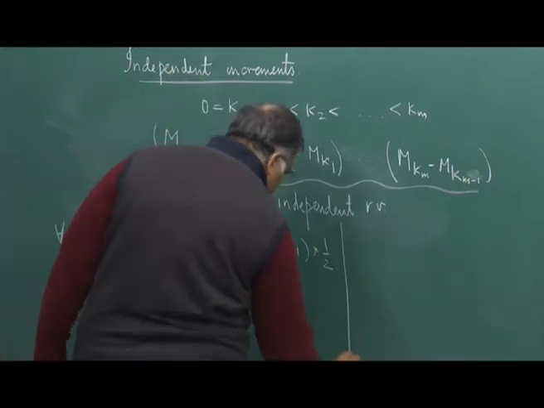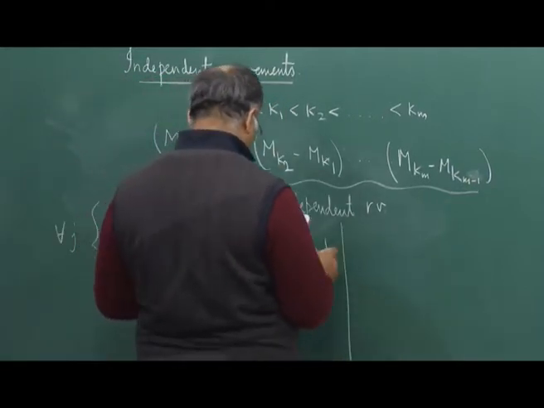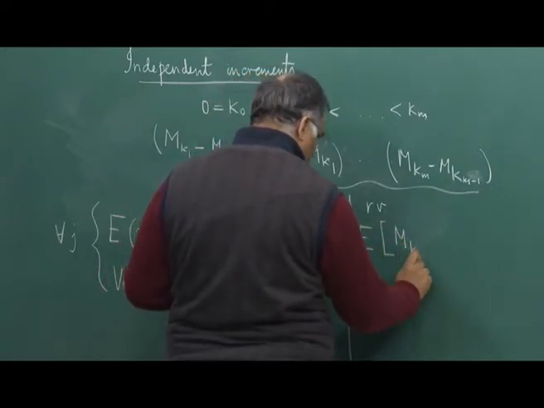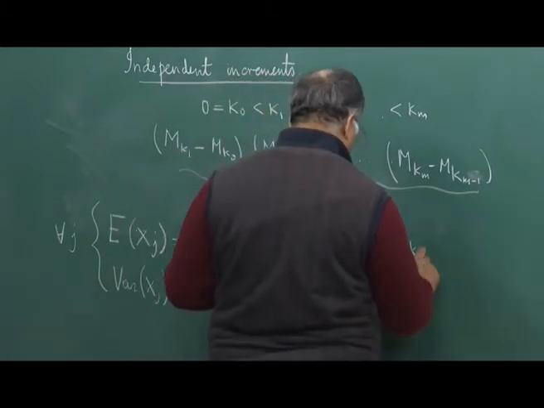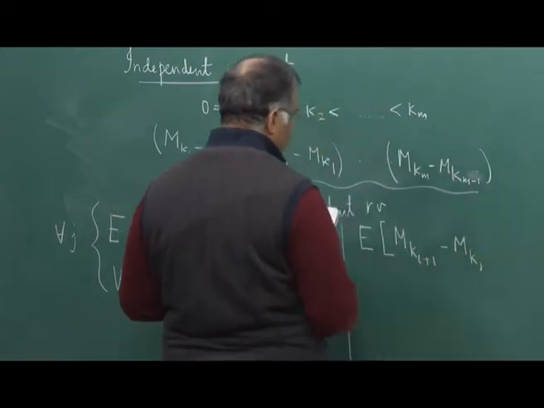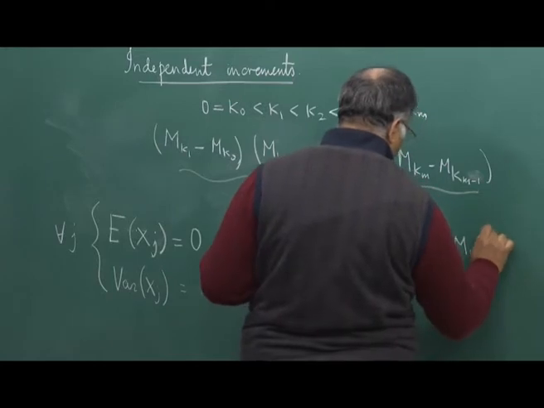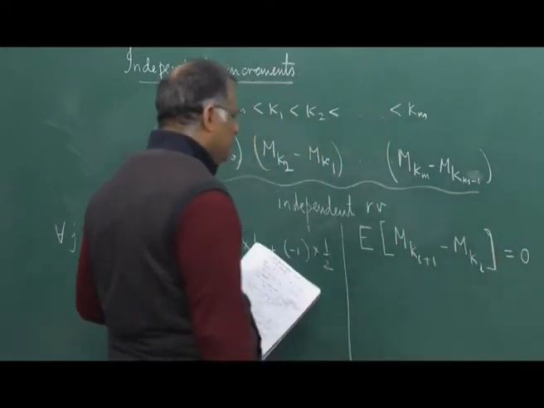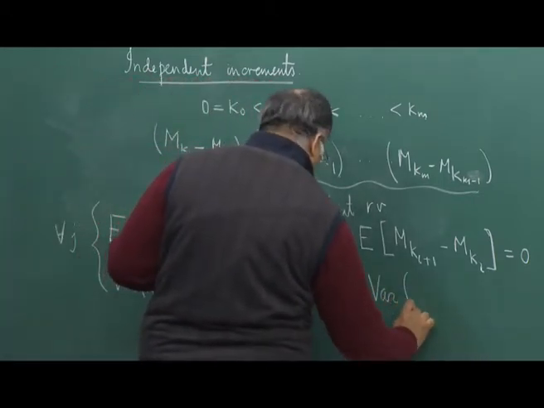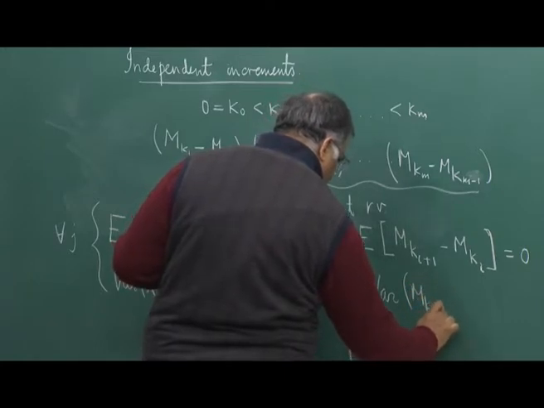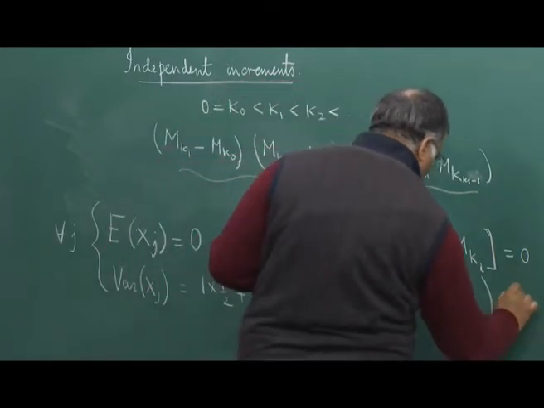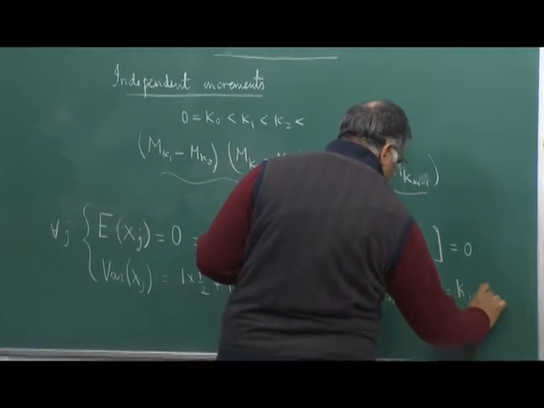it is immediate that the expectation of M of k plus 1 minus M of k is 0, and the variance of M of k plus 1 minus M of k is equal to, I leave it to you to calculate this.